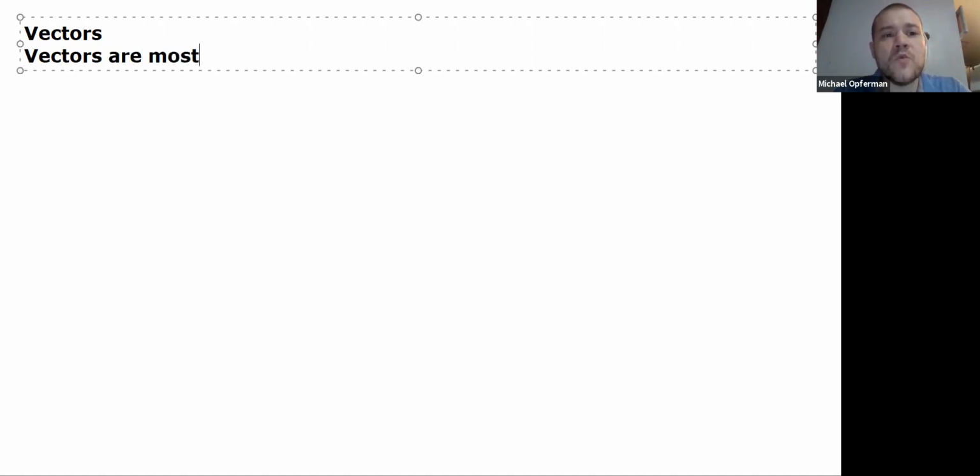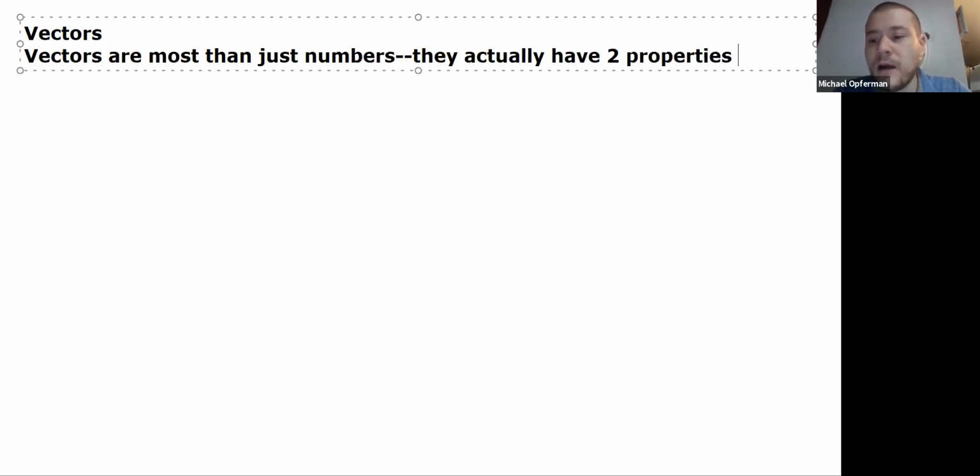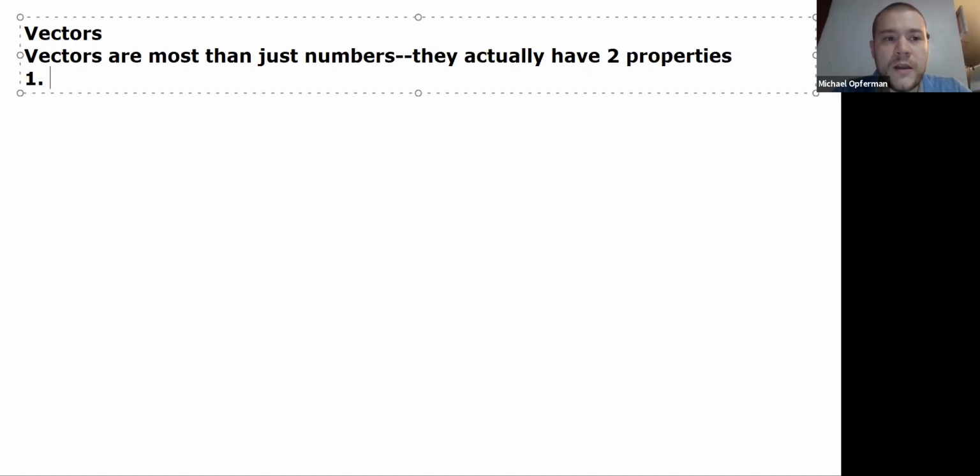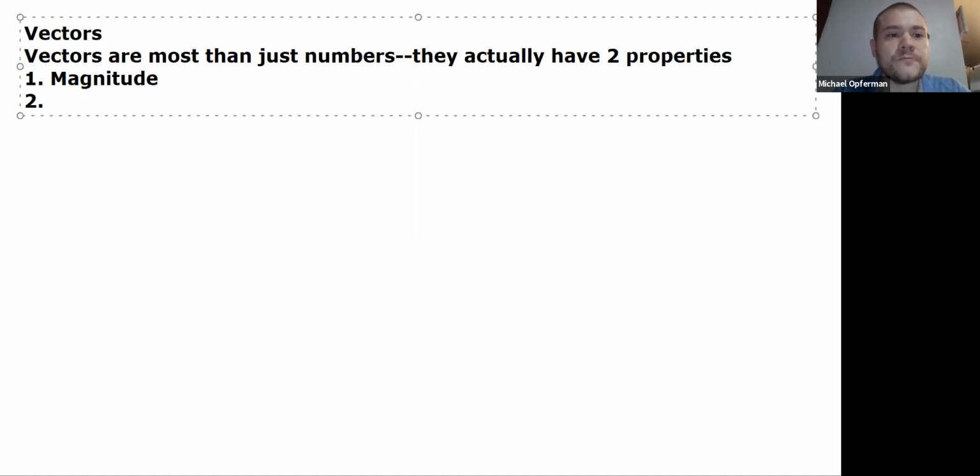that vectors are more than just numbers. They actually have two properties. And I'm talking about two-dimensional vectors here. If it was a three-dimensional vector, it would have three properties and so on. But we'll just focus on two-dimensional in this class. So vectors have two properties. Number one, you have the magnitude of the vector, which we'll talk about momentarily. And number two, you have the direction of the vector. So that's the way I explained it previously.